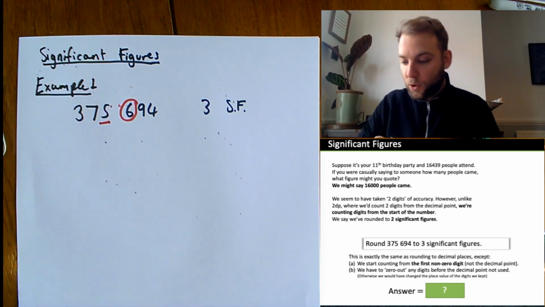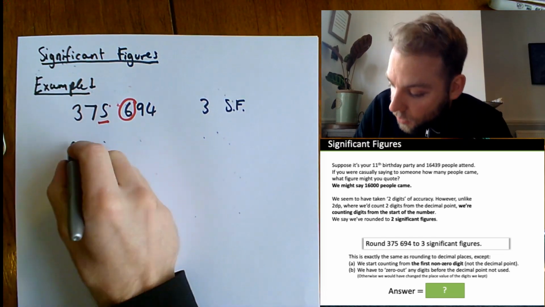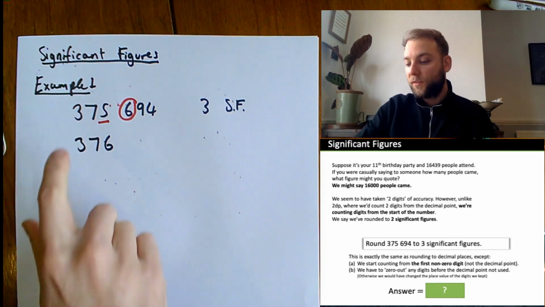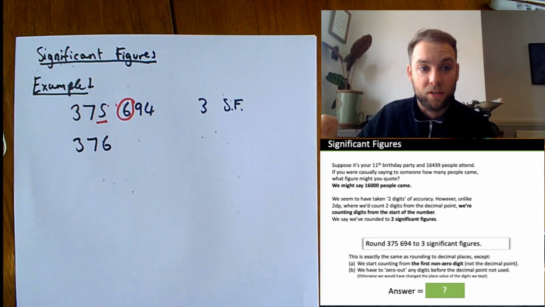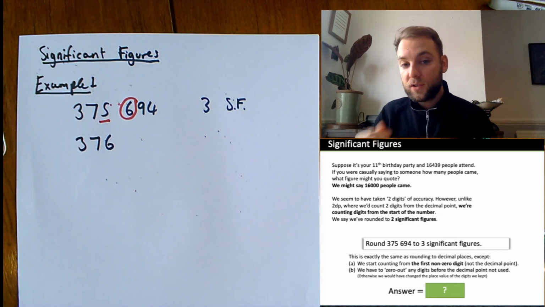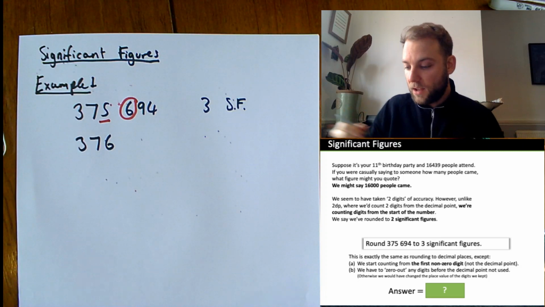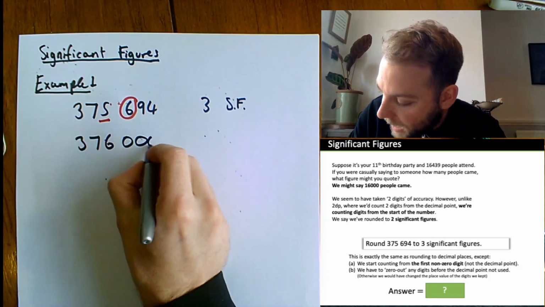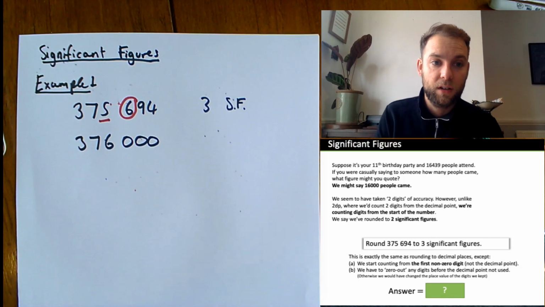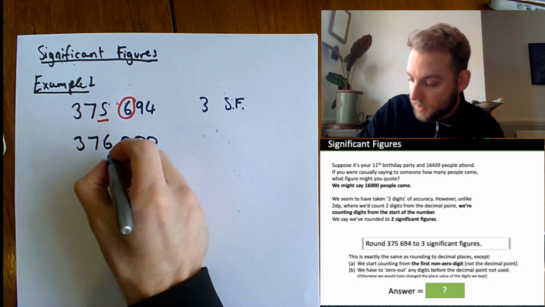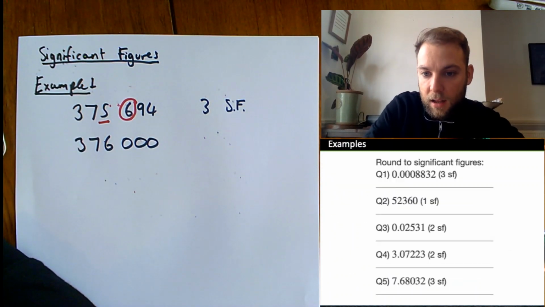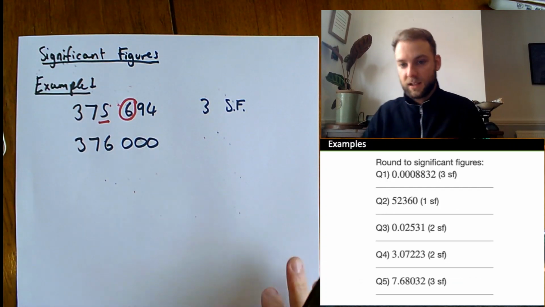Now, when I round up here, I'm not just going to write 376, because this number was 375,694. So when I'm doing this for big numbers, I've got to make sure I keep those zeros on there so it represents the thousands, okay? So it's 376,000, okay? You've got to keep those like that. Okay, so there's the first example. Let's have a go at a few more of these. I've got a few of these actually.